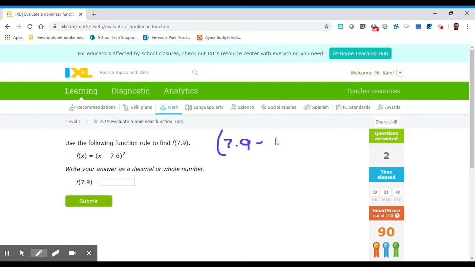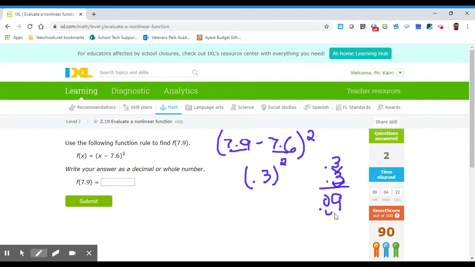minus 7.6 squared. We're going to do our parentheses first, like all order of operations. 7.9 minus 7.6 is just 0.3 squared. And multiplying decimals, you do 3 times 3 is 9. Since there's two decimals, you need to have two places behind your decimal there. So the answer is 0.09.